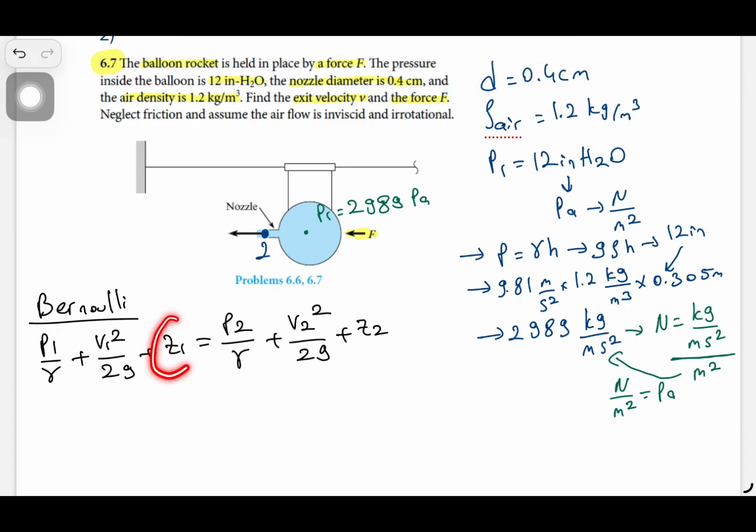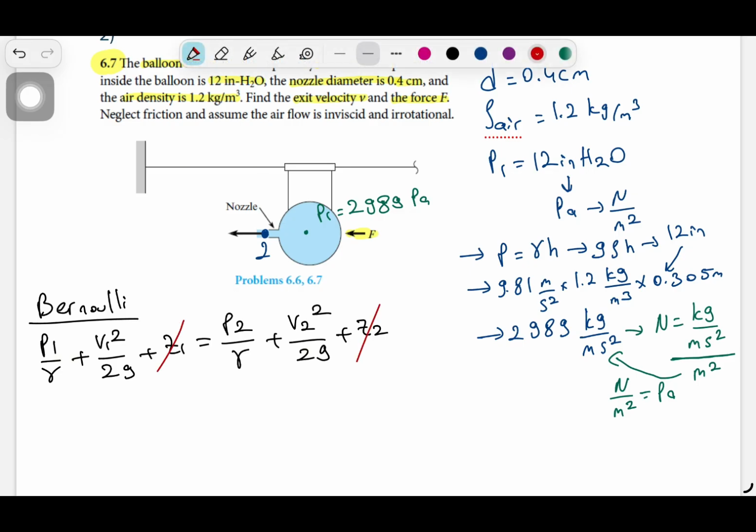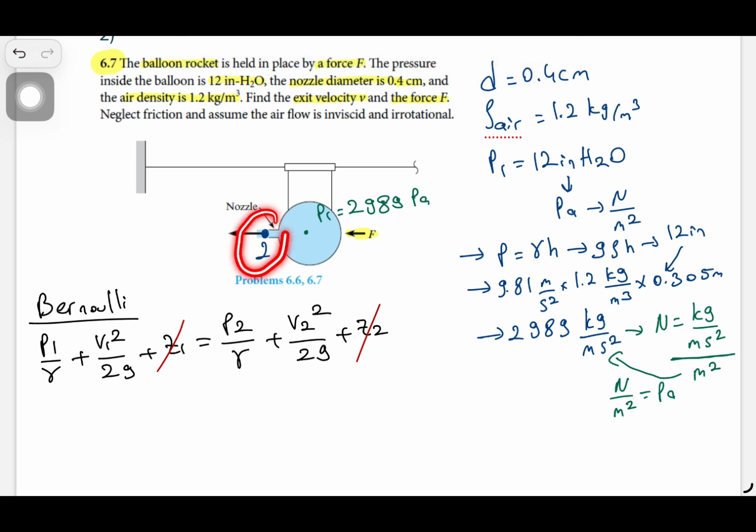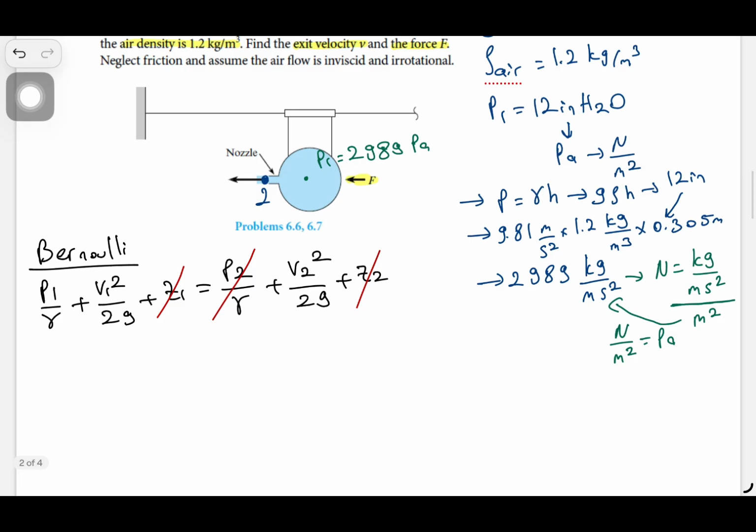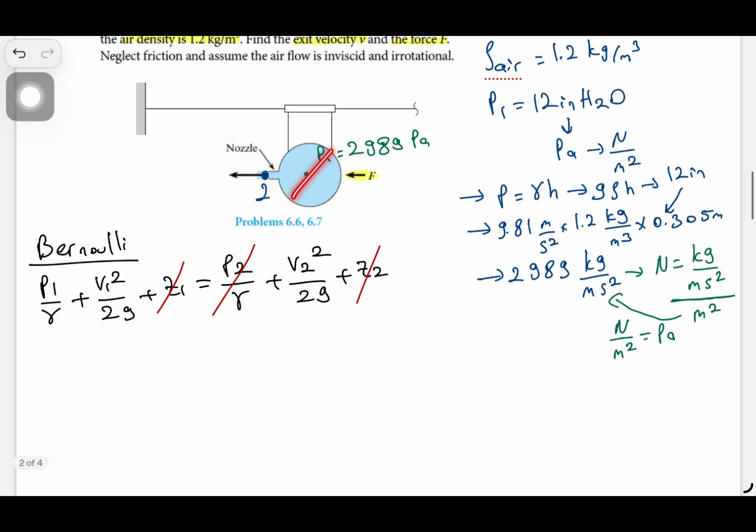So the first one is the elevation, and we can take these same levels, so we have 0 elevation difference. On the other hand, we have this exit and it is flowing out, so we have 0 pressure assumption. Another one, of course, we will have some velocity here, but it is very small compared to velocity at this exit point, so we can also neglect this value.